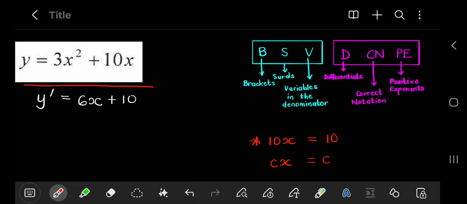So this is fine. This is actually our final answer. So this was quite a basic question.